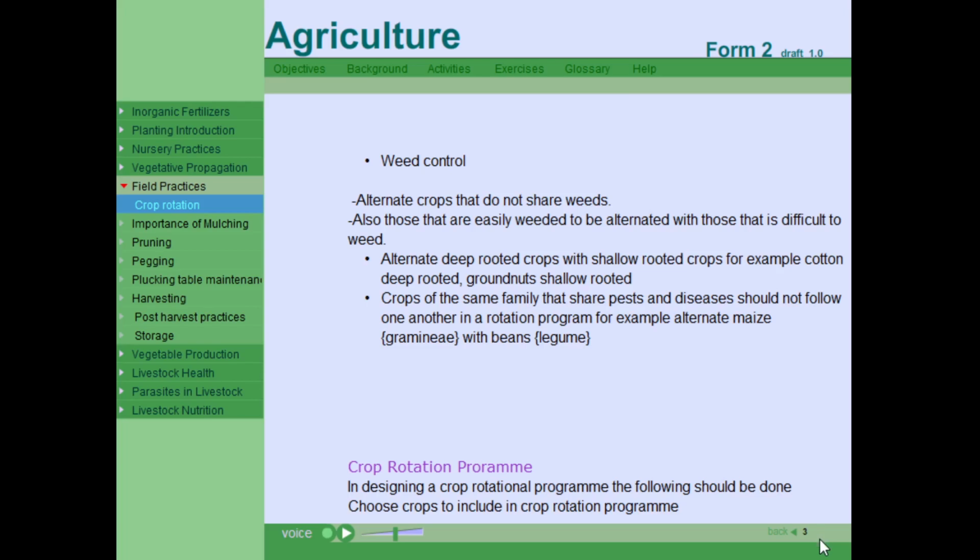Crops of the same family that share pests and diseases should not follow one another in a rotation program. Alternate maize or graminae with beans or legumes.